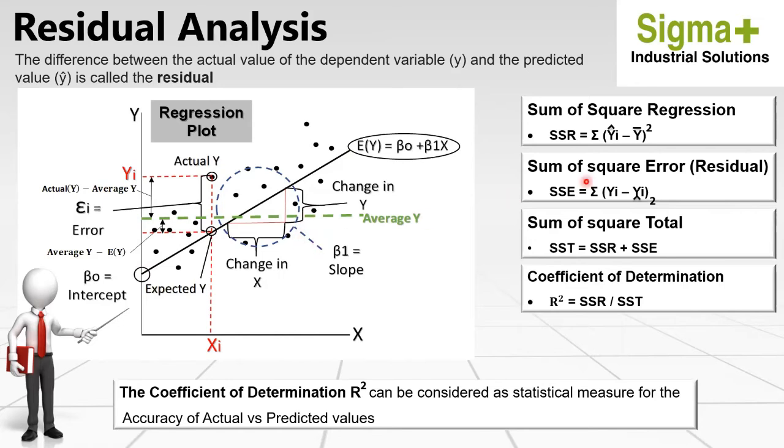And then I go to the next equation, which is the sum of square error, the residual, which is the sum of the actual y minus the predicted y to the power of 2.